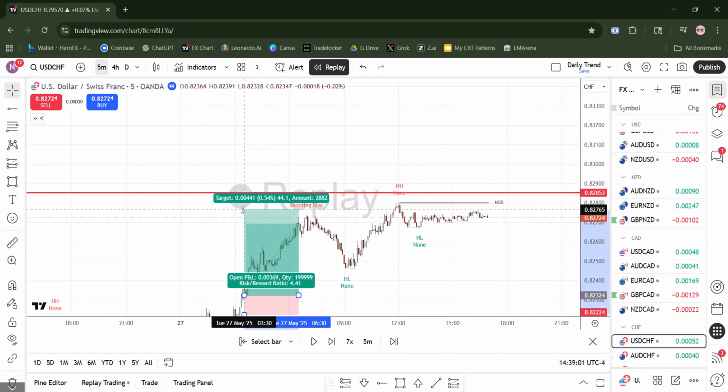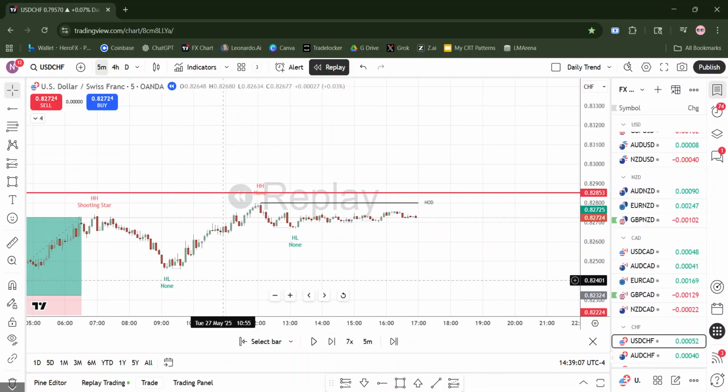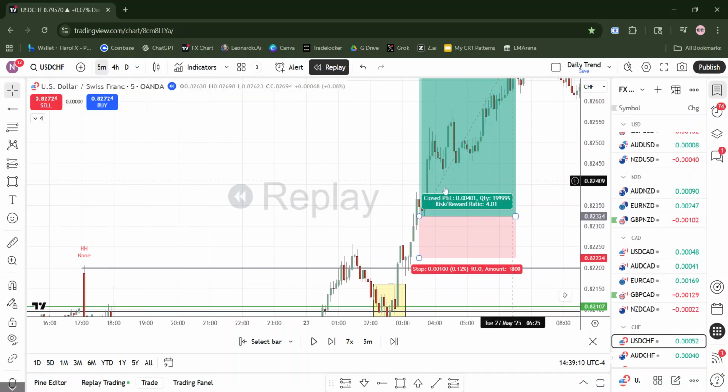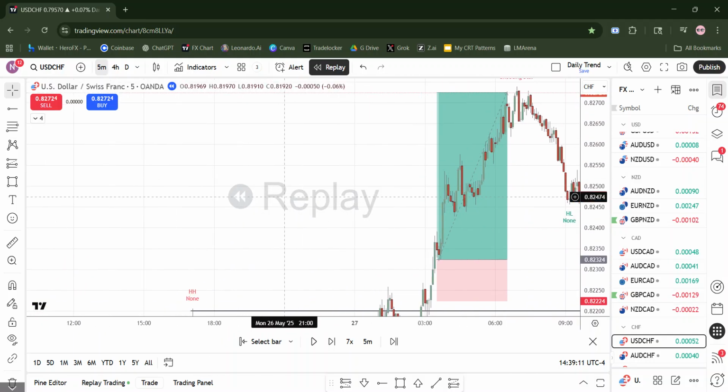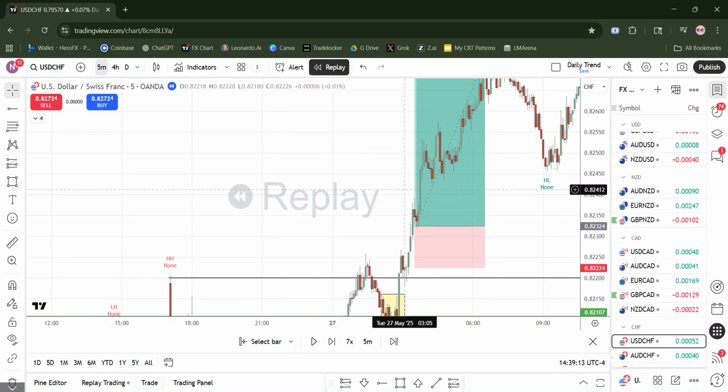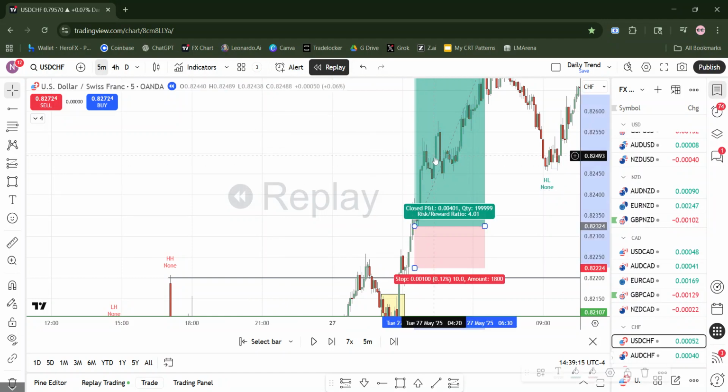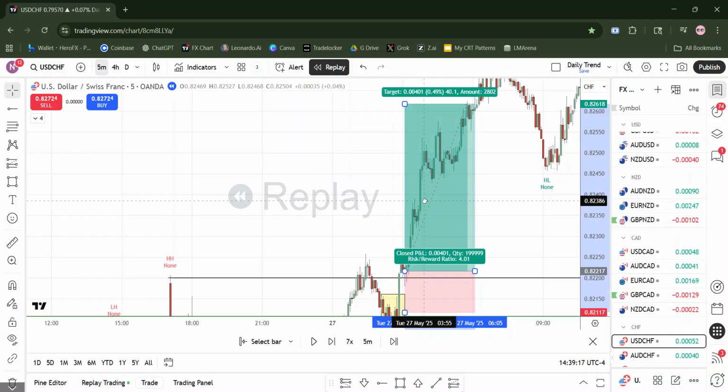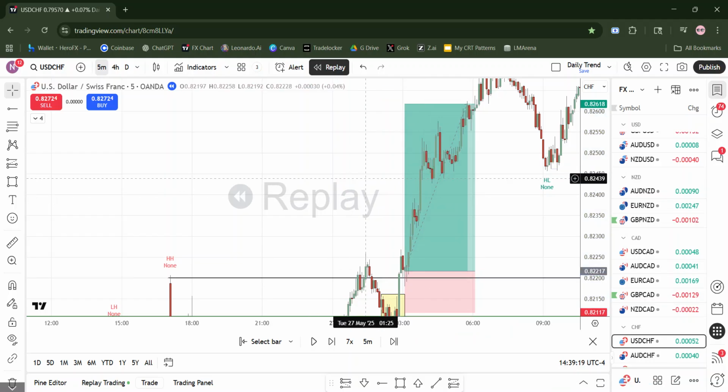At least 4. Let me see. You did go for 1 to 4. If the CRT high was the goal, you could have got 40 pips off of that. A 1 to 4 risk to reward ratio. So that's not bad off of that swing low. A little late. This one is a better one, but it's just a little earlier. But that is a swing low right there as well.